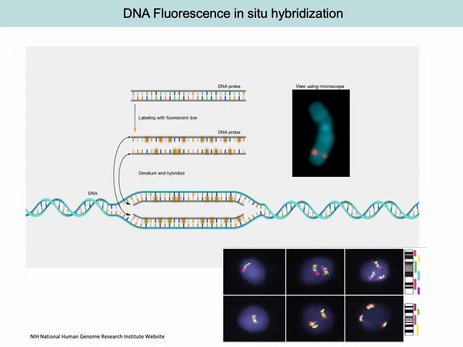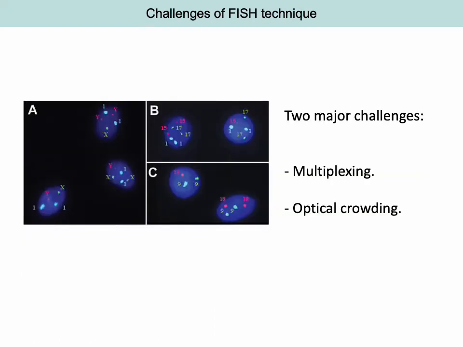But we want to be able to look at the genome at the level of thousands of loci and potentially more. So how could we do that? It's not just one or a few dots, it's thousands of dots. So of course we're going to have a lot of issues.